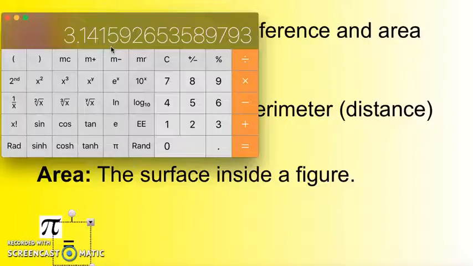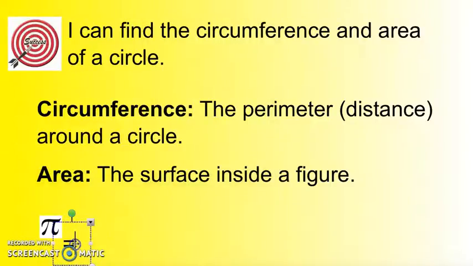And what we are going to use today is an approximation of pi. We're going to use 3.14. We're going to use only the first three digits. And so every time that you see the pi symbol, or you have to find the circumference or the area, we're going to use 3.14. And that's going to be our approximation for pi today.